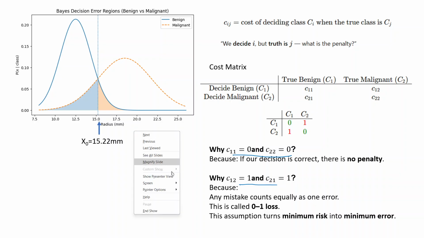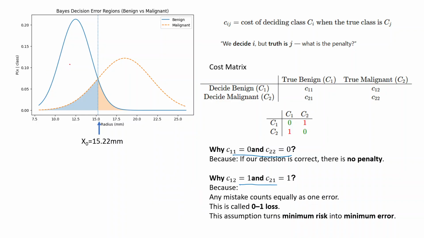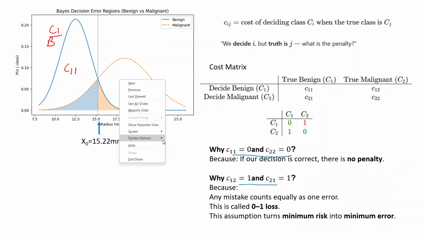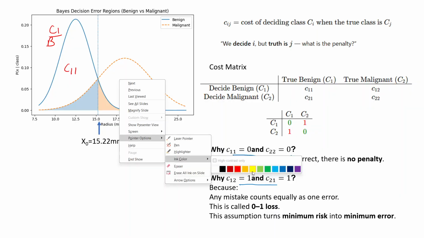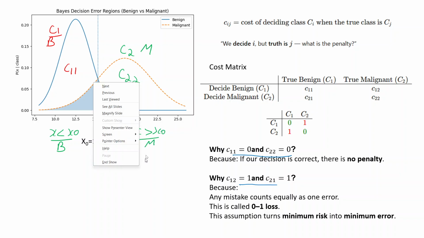But here, we have to question ourselves. I'll just put it back: this was C11, the case of benign, and this was C2, a malignant case, and this was C22. Now, x less than x naught, we are deciding it as benign, and x greater than x naught, we are deciding it as malignant.